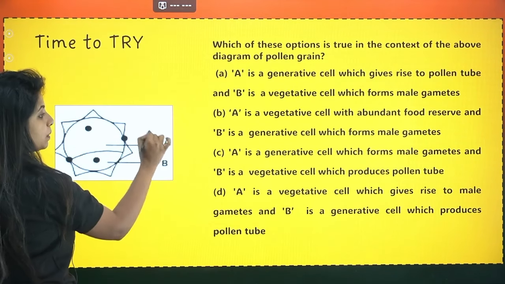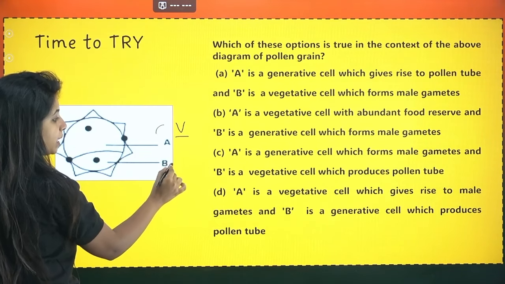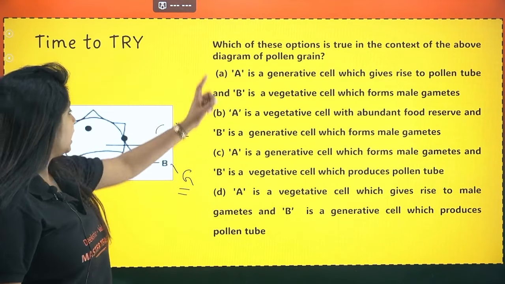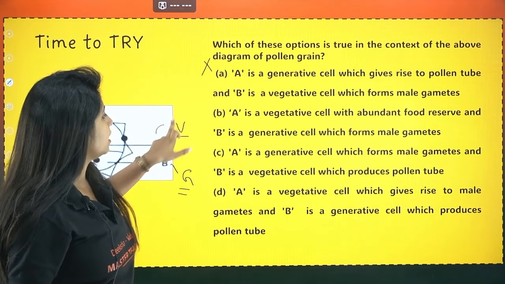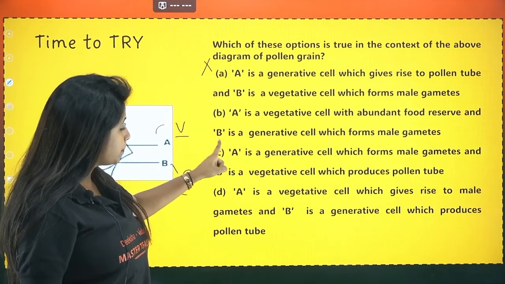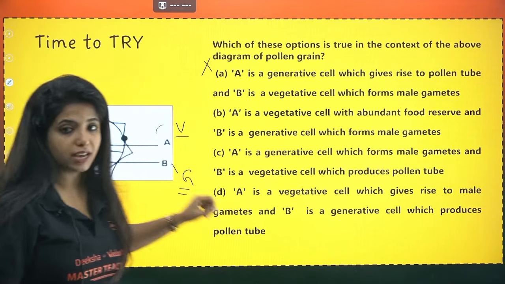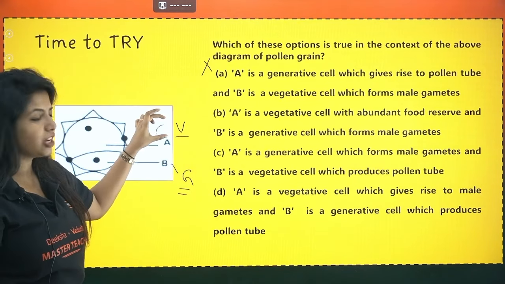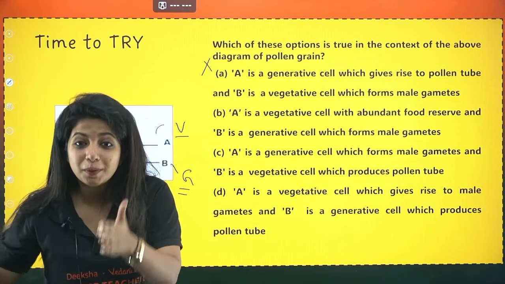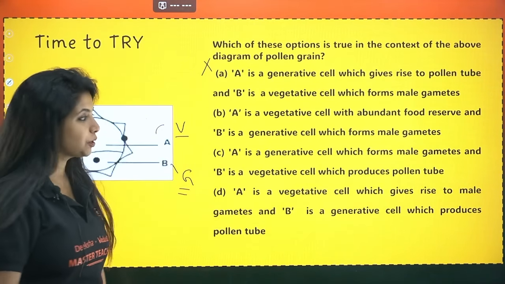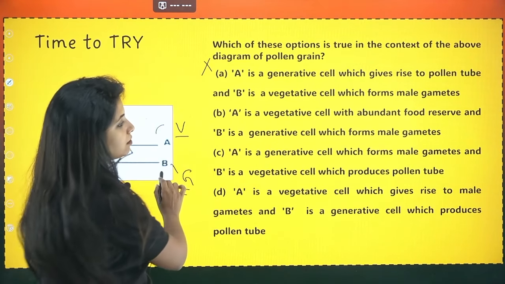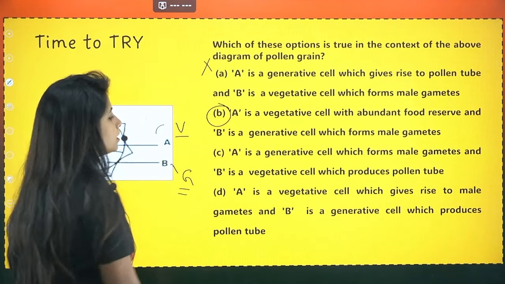So A is what? Since it is bigger cell, it is going to be vegetative cell. B is going to be what? Since it is smaller cell, it is going to be generative cell. Now read the option. A is the generative cell. Wrong, because A is what? Vegetative cell. A is the vegetative cell with abundant food reserve and B is the generative cell which forms the male gametes. A is the vegetative cell which has abundant food reserve, is it? Yes. What is the role of vegetative cell? To provide nourishment to the generative cell out there. So yes, they have dense cytoplasm, it has abundant food reserve just like that. And B is the generative cell which forms the male gametes. So I have got my answer, the option would be B.